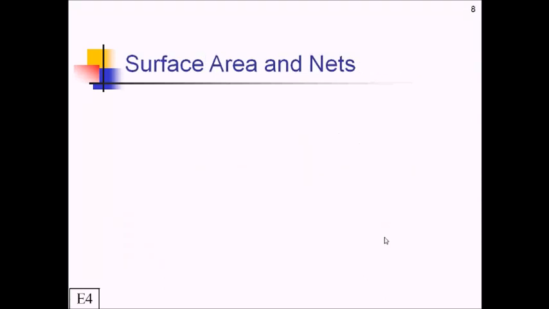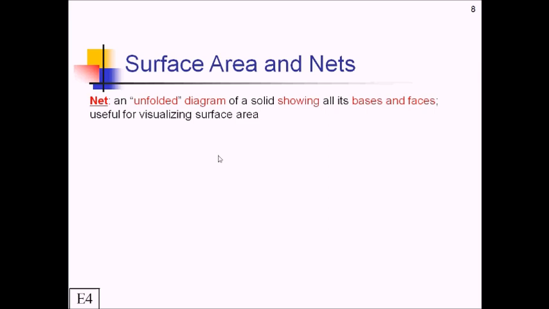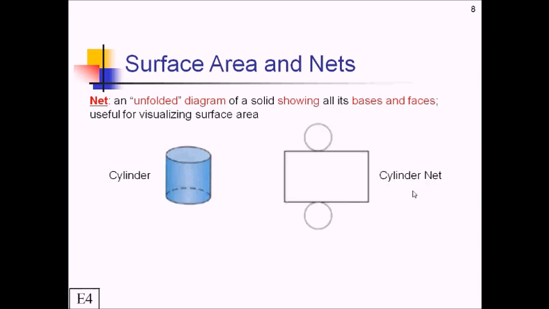Now that we've seen all the types of solids that are out there, let's look at another way of representing them, the net. A net is just an unfolded diagram of a solid showing all the bases and faces. And these are really good for visualizing surface area. So for example, this cylinder could be represented as a cylinder net. We've got these two circles here to represent the bases. And if we were to unfold this lateral surface area, that would just be this rectangular piece.